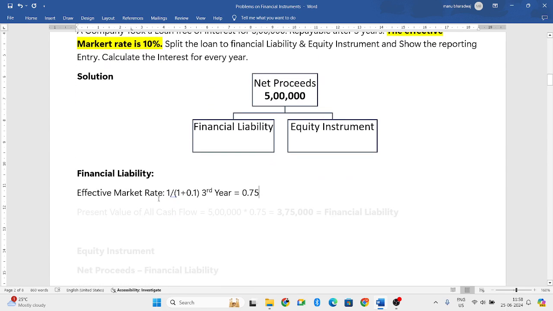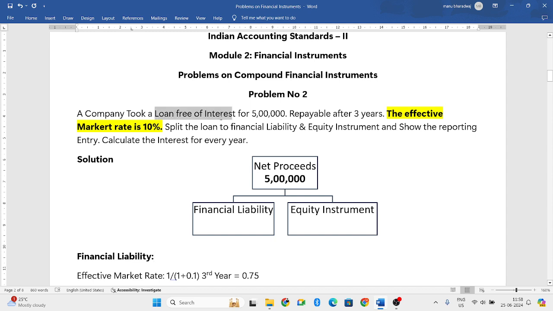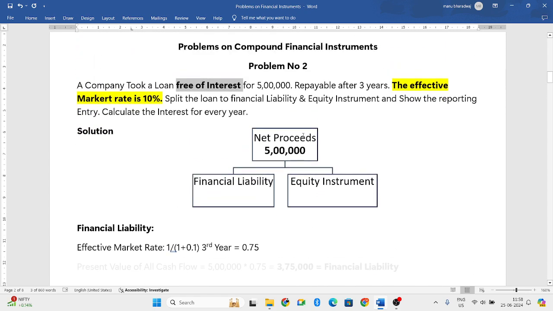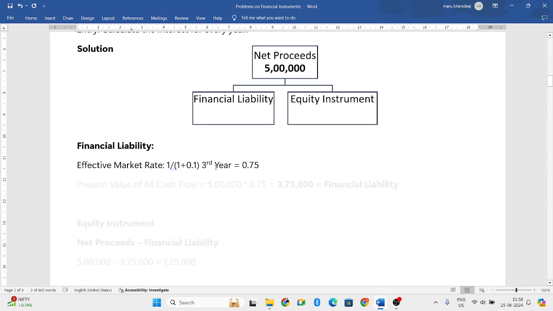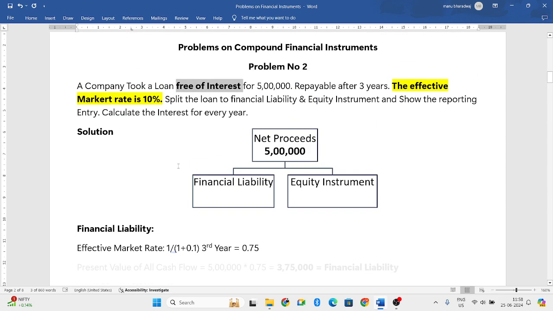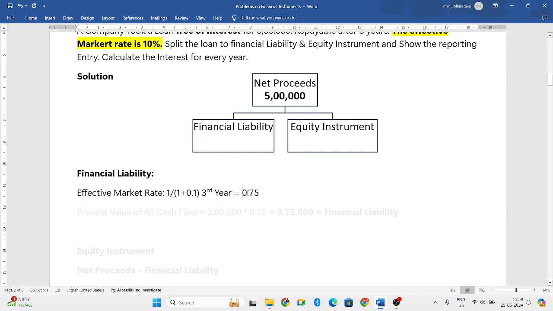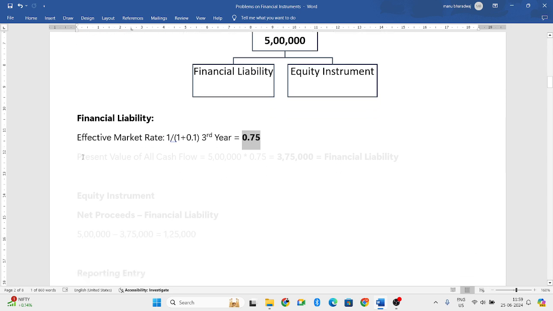Here only the principal amount has to be paid because it is free of interest. So after 3 years, the company will pay only the principal amount of 5 lakh rupees. It will not pay any kind of interest. So the effective market rate is 10%. So we need to calculate it for the third year. You will get 0.75. You should know by this time how to calculate this discounting factor.